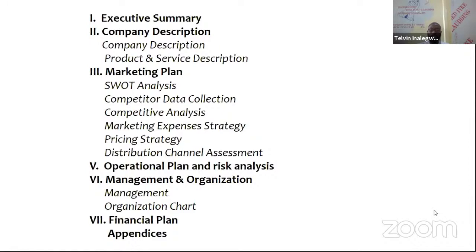Then the next is your management and organization. Who are the key players in this your organization? Who is the CEO? Who are the key management? Then you put your chart. Who is at the top? Who is at the next level? So you have to see if you have a flat organization chart or a step organization chart. You have to put that down in your management and organization. Then your financial plan. After your financial plan, then your appendices.